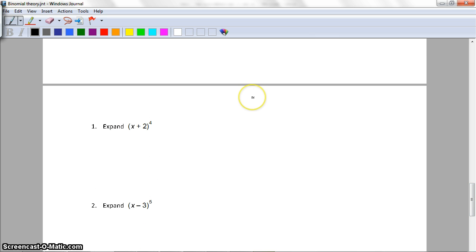Now I could expand it the old-fashioned way, but I can't be bothered because it's x to the power 4, so something to the power 4 is going to be way too hard for me to do. So I guess the first thing I'm going to do is write down the coefficients of each of them. Now I'm going to just use Pascal's triangle, though I could easily use the nCr bit.